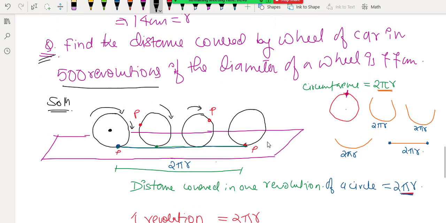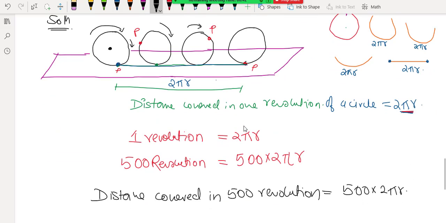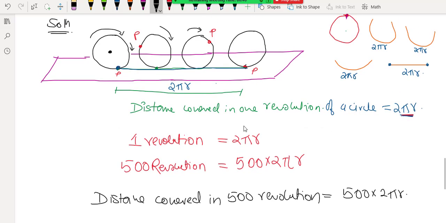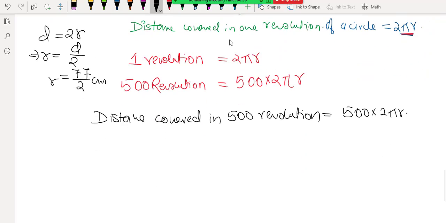Let's see what is given in the question. It is given in the question that the diameter of a wheel is 77 centimeter, and we know that diameter is twice of the radius. So the radius will be equal to diameter by 2, and diameter is given as 77, so the radius will become 77 by 2 सेंटीमीटर। हमारे पास रेडियस कितना आ गया, 77 by 2 सेंटीमीटर। Okay, so our radius is 77 by 2 centimeter.